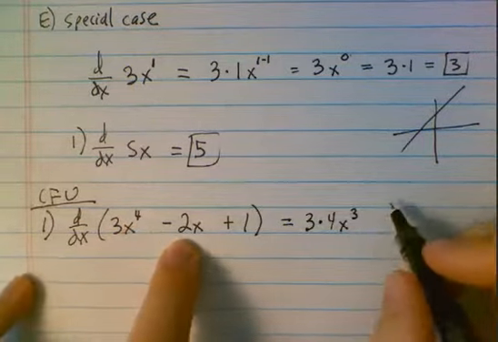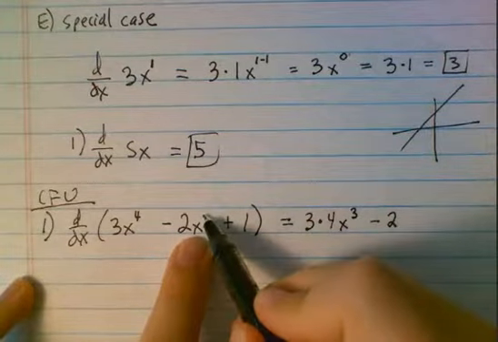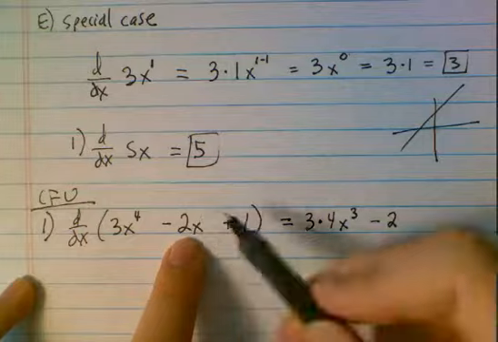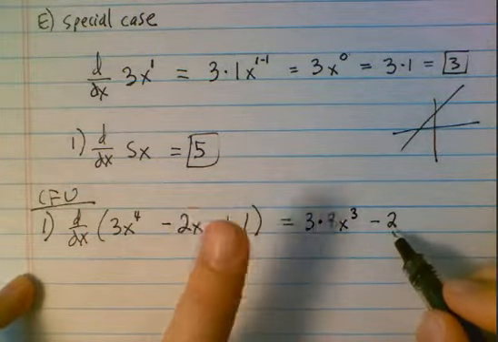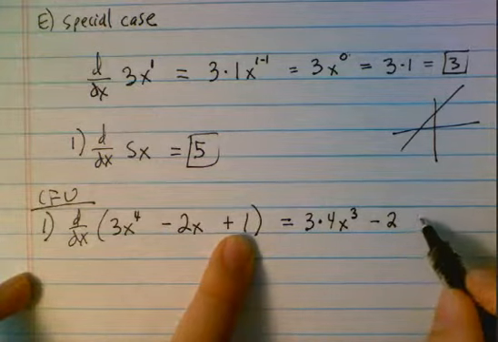Now here, this negative 2 is along for the ride. This is x to the 1st power. When we bring down the 1 and subtract 1, this is x to the 0, and it goes away. So it's just negative 2. And then the derivative of any number, that constant, is 0.